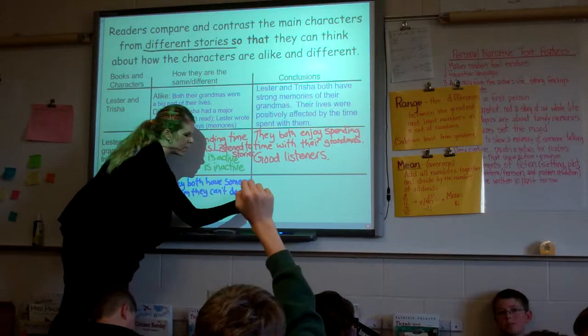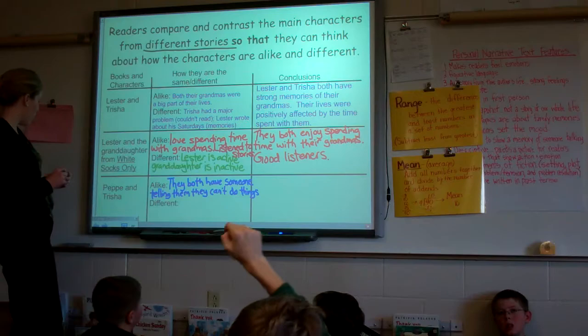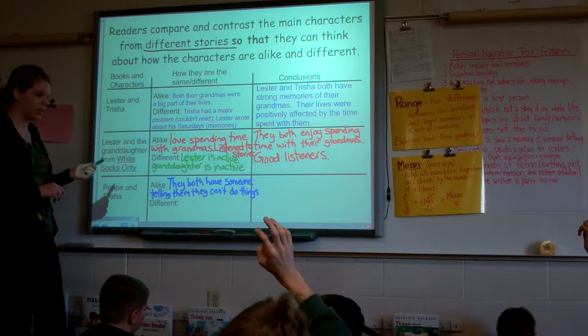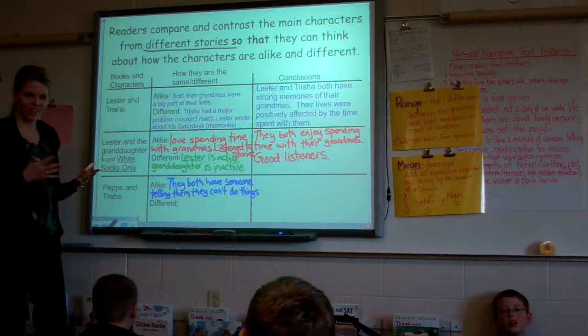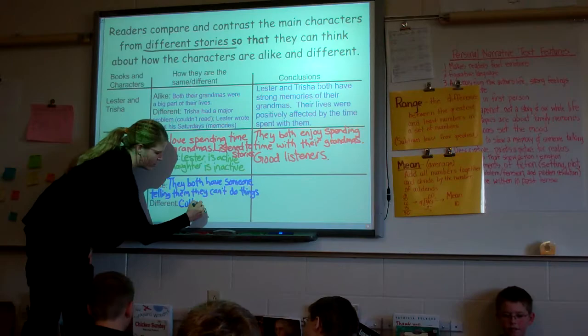Anything else about alike, Macy? They both only had one parent. Oh, good point. Trisha had her mom and Pepe had his dad. Good point. Let's move to different. You talked about different. Sierra? Pepe's Italian. Okay, so their cultures were different. Do you remember what Trisha was? Russian. Russian, yeah. So we're going to just put cultures.